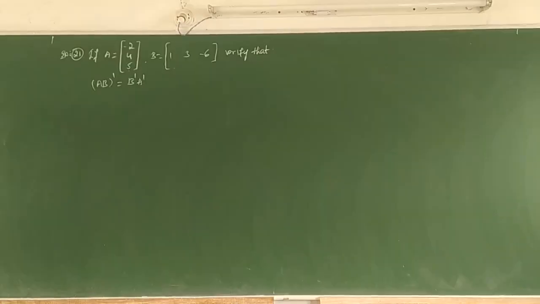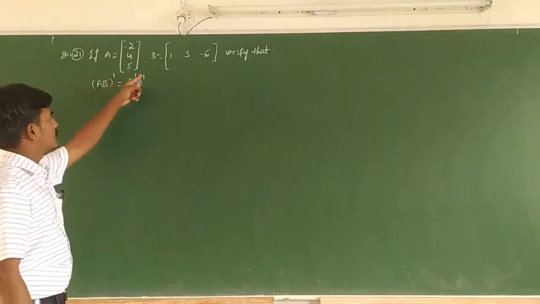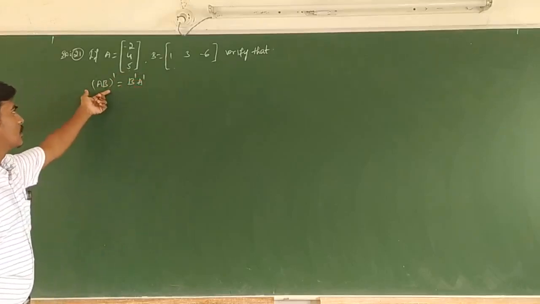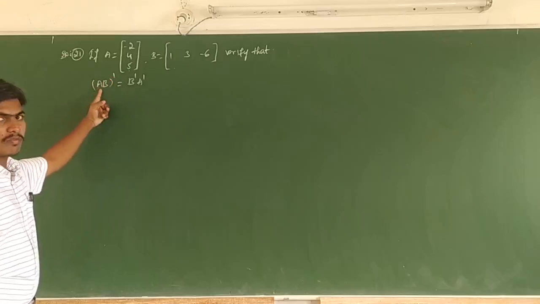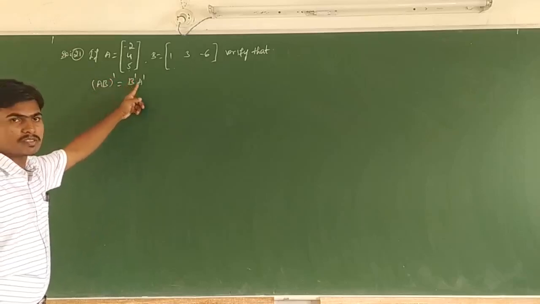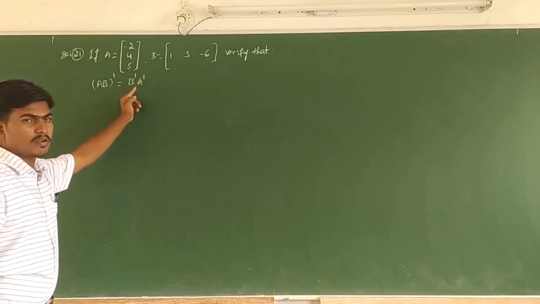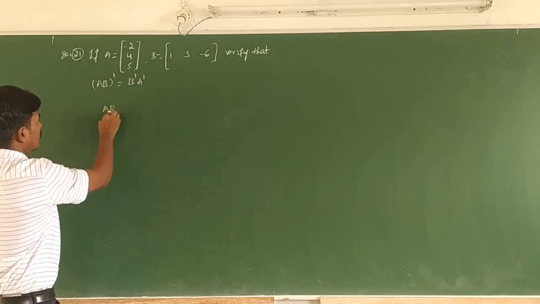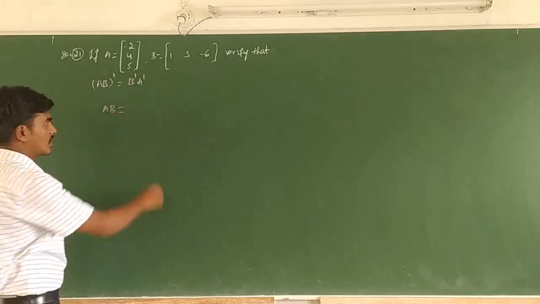Okay, next problem 21. If A and B are the given matrices, we have to verify that transpose of AB, the transpose of the multiplication of any two matrices, is equal to the transpose of the second matrix multiplied with the transpose of the first matrix. First I will find AB from the given data, that is, multiply the two matrices.